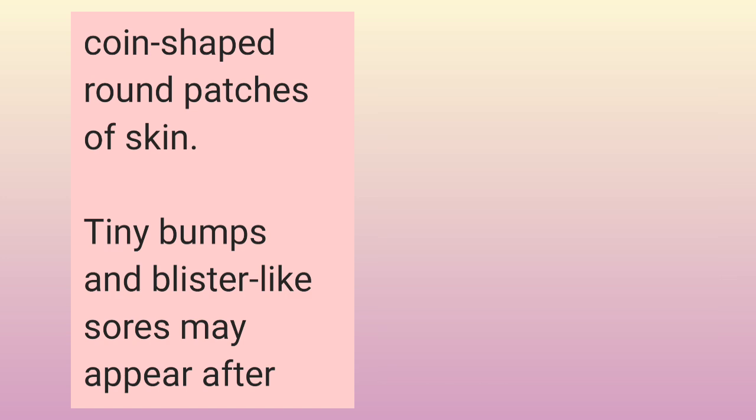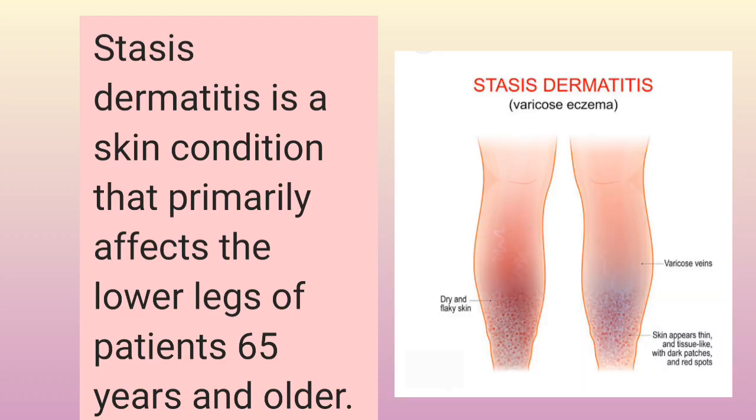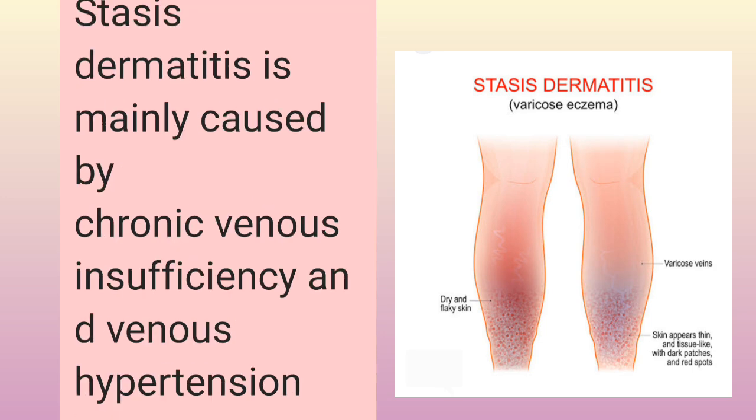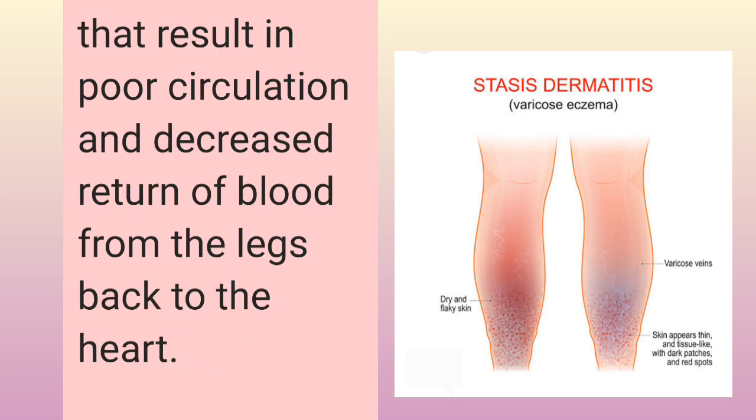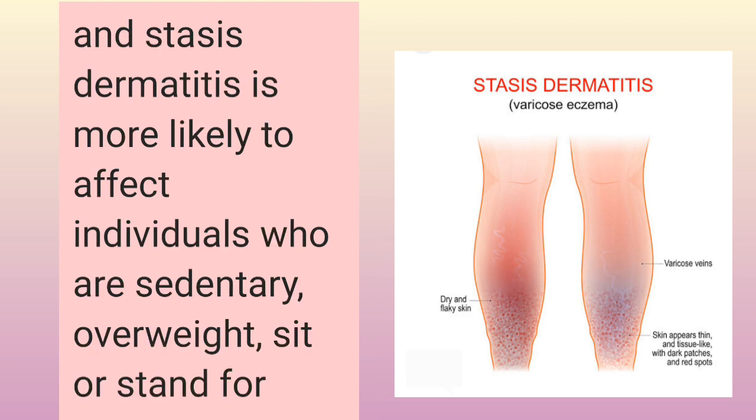Seventh is stasis dermatitis. Stasis dermatitis is a type of eczema that typically affects the lower legs and is characterized by red, itchy and scaly patches. This type of eczema is often caused by poor circulation in the legs, and its treatment includes elevating the legs, wearing compression stockings and using topical medications.